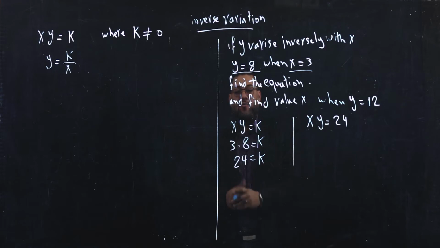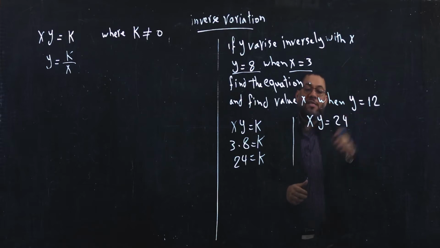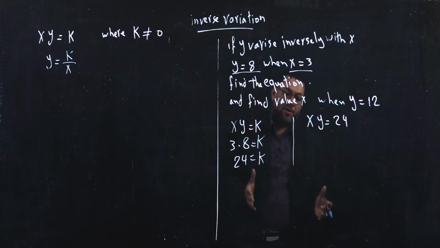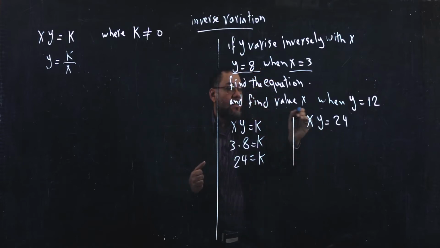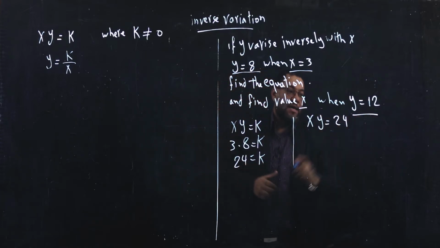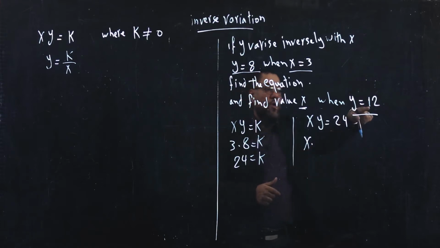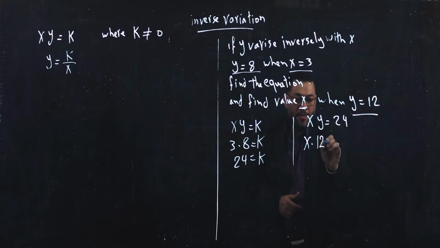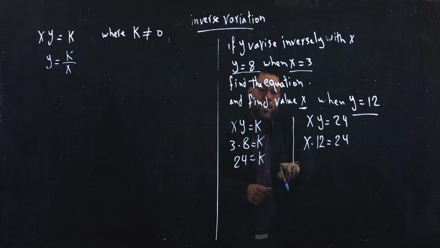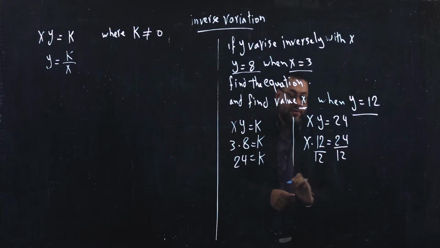Let's complete that question and find the value of x when y equals 12. So it's inverse variation like we see. So just substitute y equals 12 in this equation. So I put x multiplied by y. Y equals what here? 12. 12 times x equals what? Yes, 24. So divide by 12 on each side. Divided by 12 here, divided by 12 here. So x will be equal to 2.